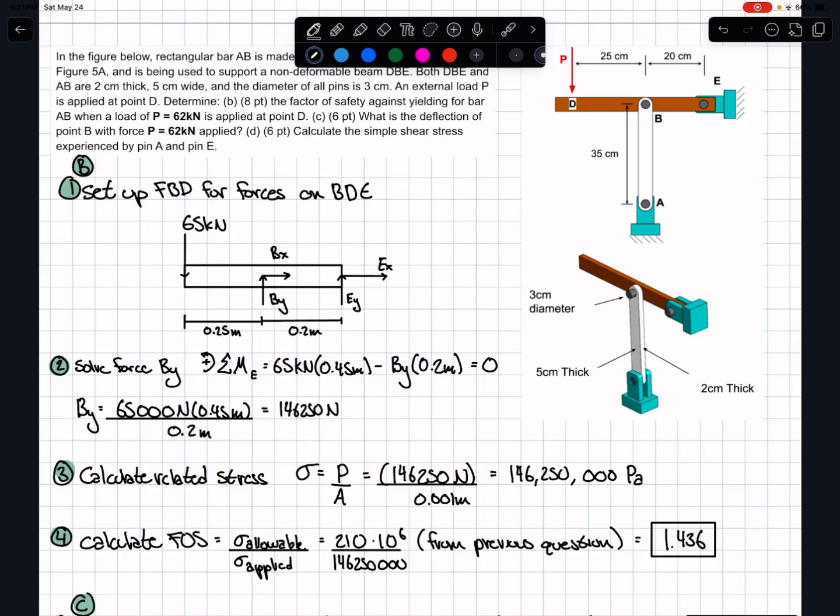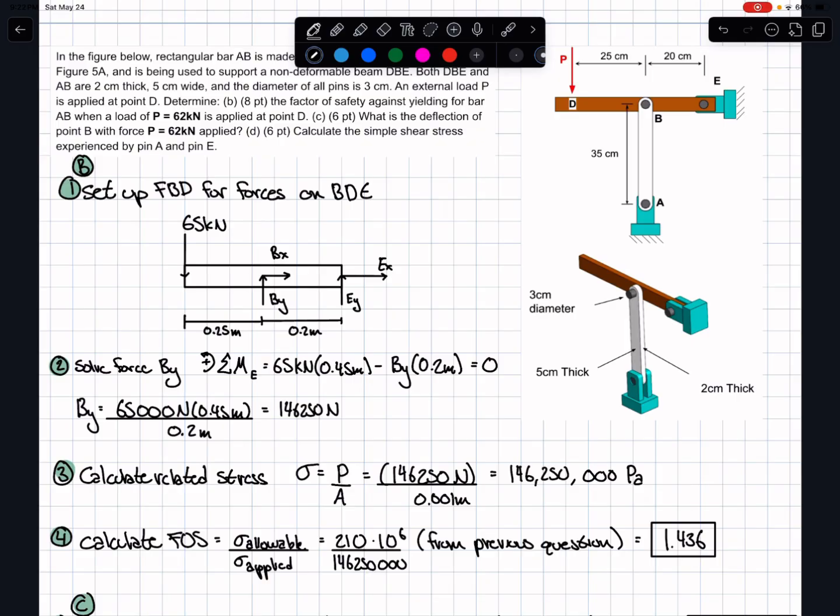So to find the factor of safety, sorry, I skipped a step. We need to calculate the related stress in order to calculate the factor of safety. To calculate the related stress, we can use the equation that stress is equal to the force over area. So doing the force over the area, 146,250 newtons over 0.001 square meters, we get a value of 146,250,000 pascals. Calculating the FOS from there, we're given that the allowable stress was 210 megapascals.